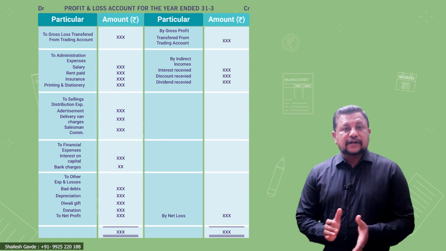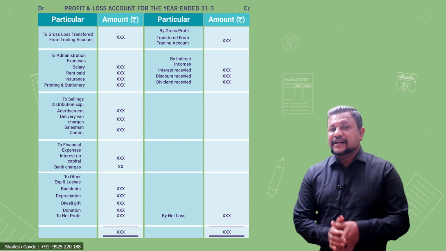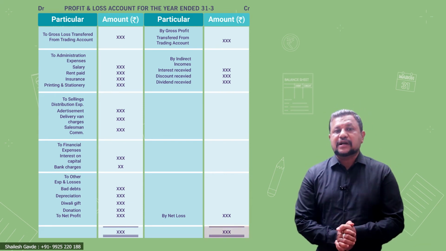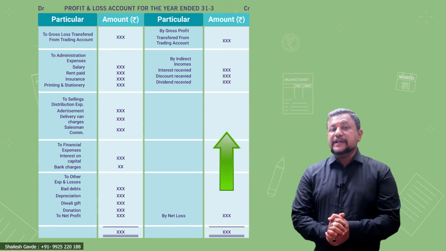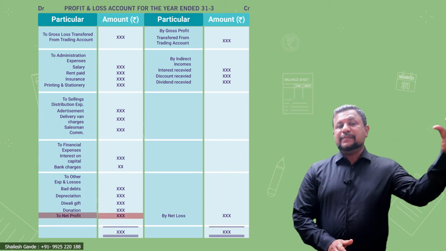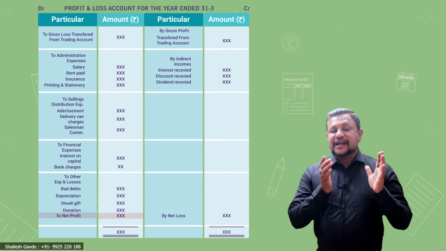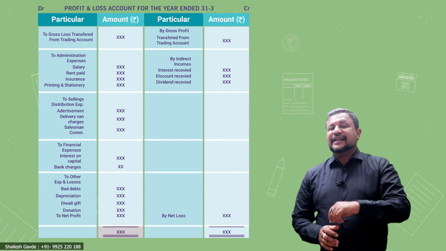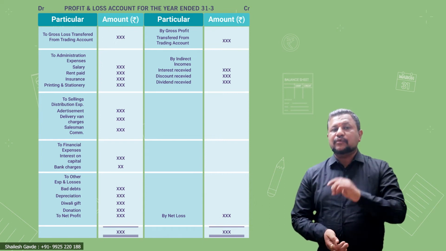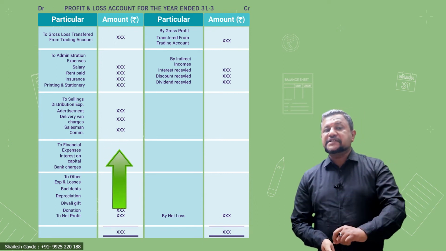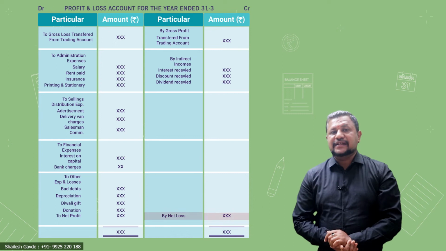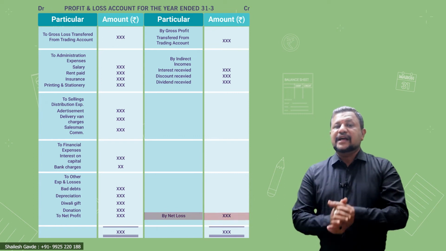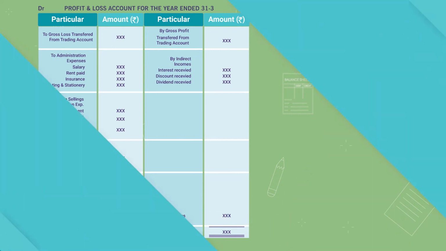If the credit total of profit and loss account is higher, that means the amount is on debit side, it is termed as net profit. And if the debit side of profit and loss account is higher, that means the amount is on credit side, it is termed as net loss.